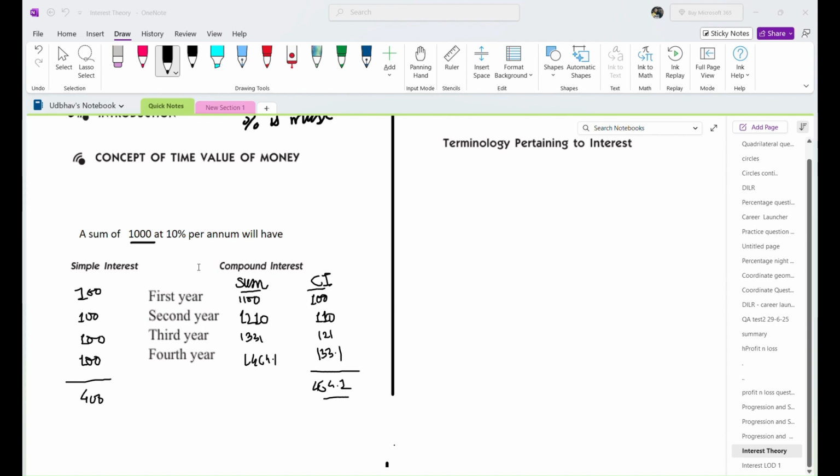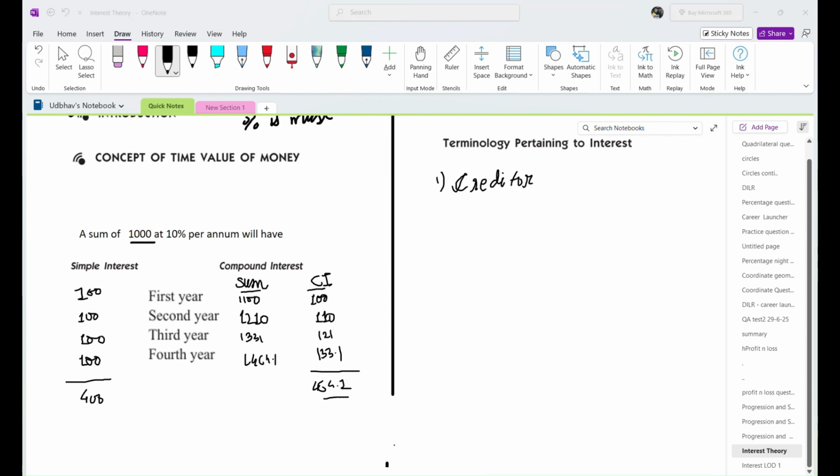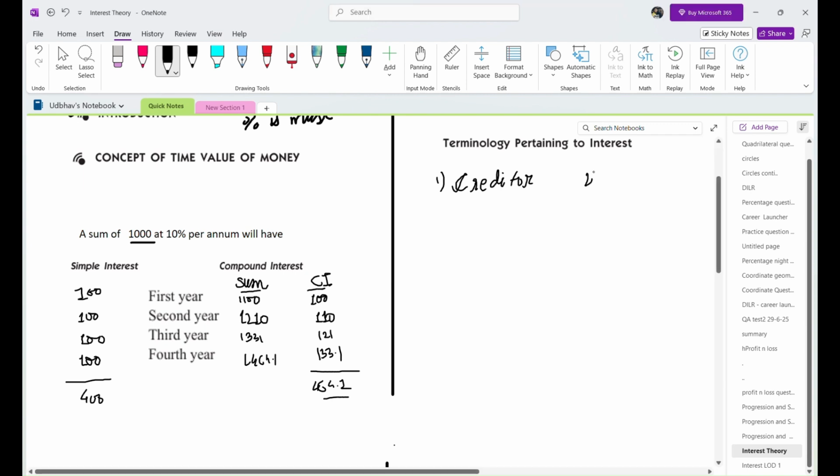So the first is creditor. What is a creditor? Creditor is a person who lends money to someone, and the person who borrows that money is the debitor.